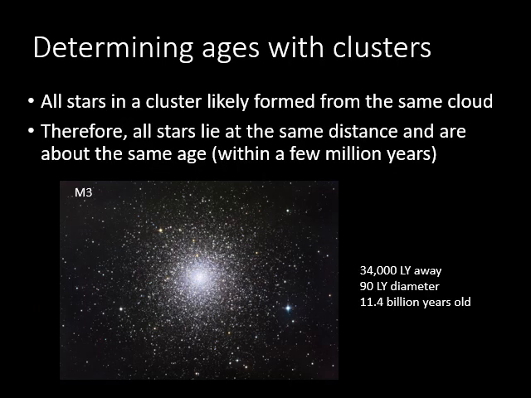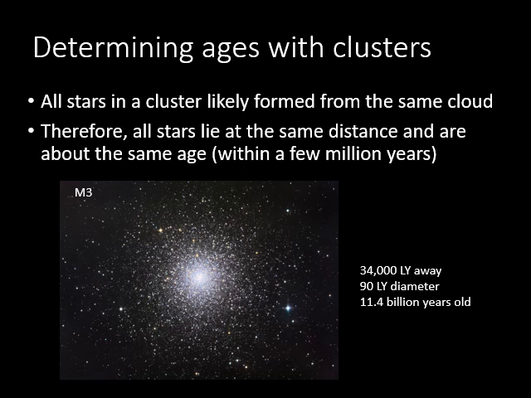So how do we do that? How do we use star clusters to determine ages? Well, the first thing we have to remember is that all stars in a star cluster likely formed from the same cloud, and that means that that cloud collapsed and all of the stars formed at roughly the same distance from us, and they all formed at approximately the same time, within a few million years.